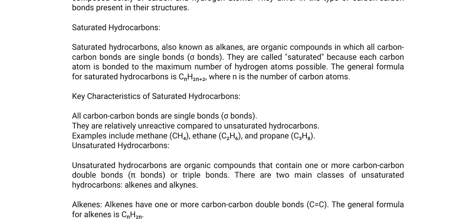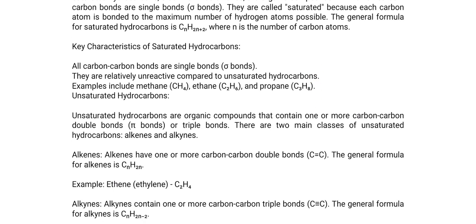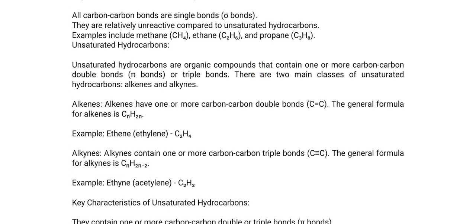Unsaturated hydrocarbons. Unsaturated hydrocarbons are organic compounds that contain one or more carbon-carbon double bonds, pi bonds actually, or triple bonds. There are two main classes of unsaturated hydrocarbons, alkenes and alkynes. Alkenes have one or more carbon-carbon double bonds. The general formula for alkenes is CnH2n. Example, ethene.